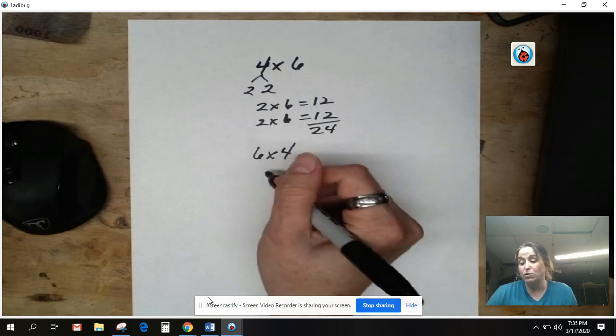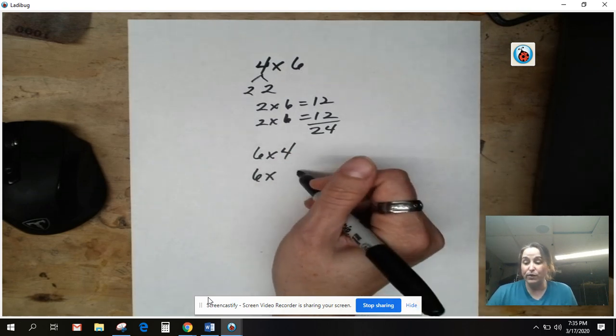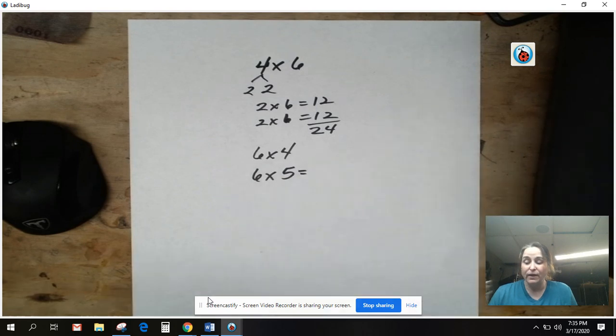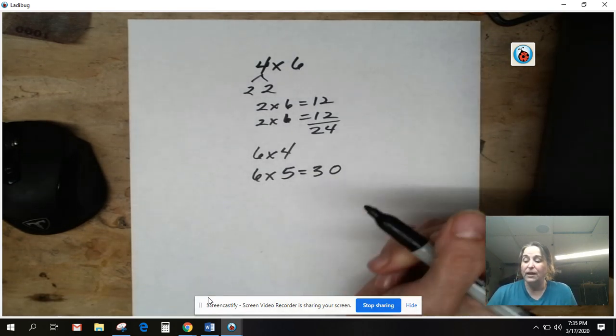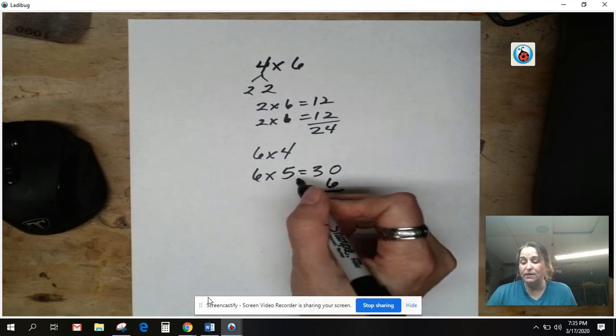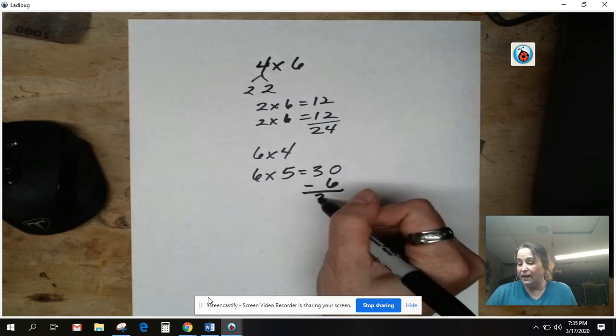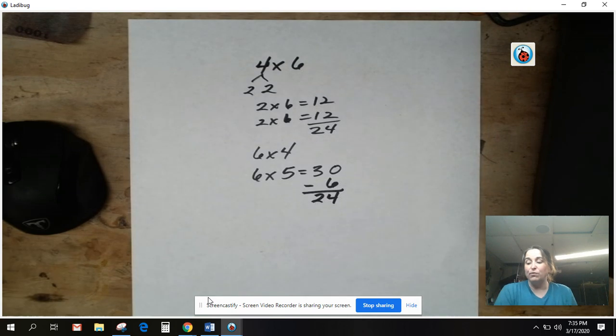So a lot of students are comfortable with compensation, where they're going to go up to 6 times 5 to get their group there, and that's going to get us 30, and then minus one group of 6 because they went up one group of 6 too many, and that's going to get us down to the 24 as well.